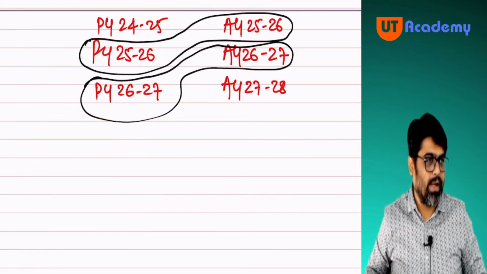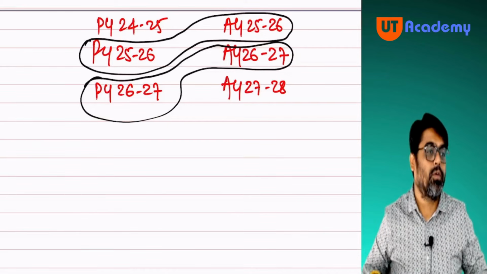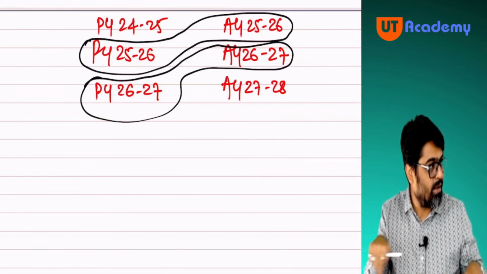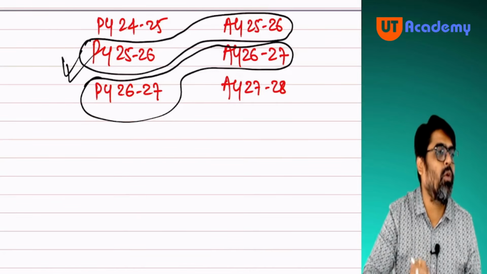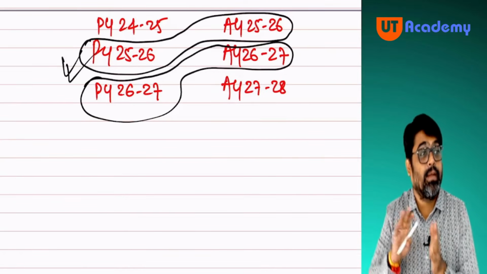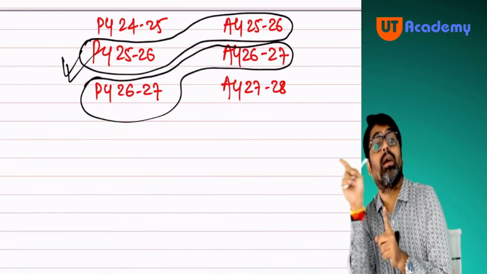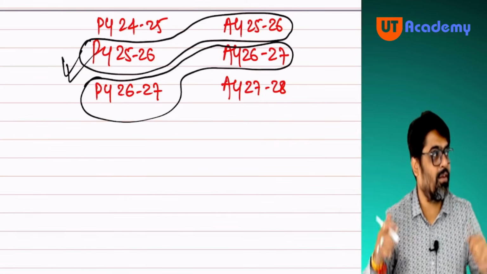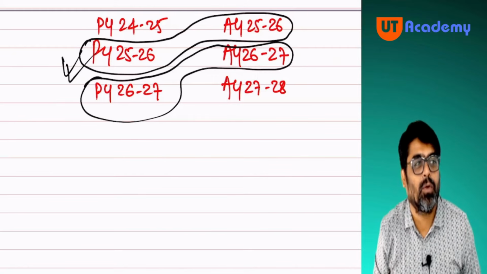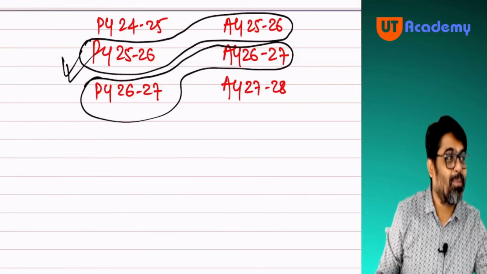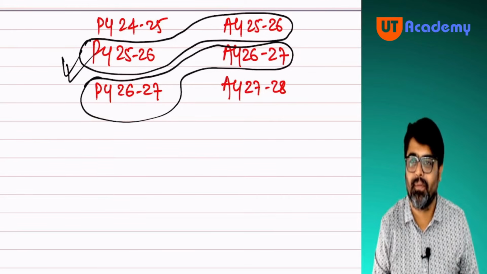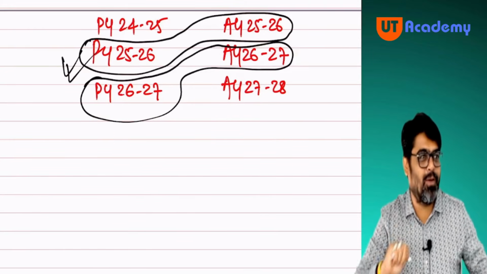Right now, we are into 25-26, no? So 25-26 is the previous year going on. Next year will be the assessment year for this previous year. And don't you think this is an assessment year for previous year 24-25? So a year has a double role.